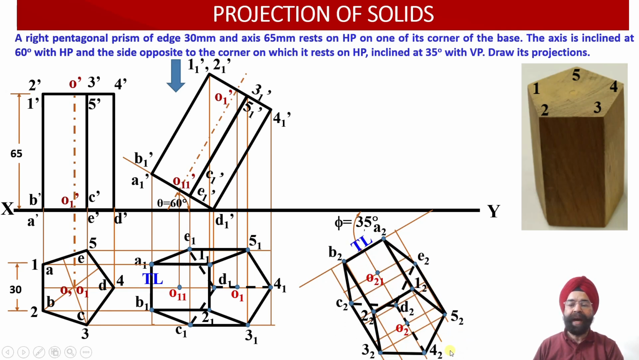Once we have marked all these points, in the same way that these edges were joined in the plan projection view, this plan projection view has been transferred into the new orientation at an angle of 35 degrees with respect to the vertical plane.